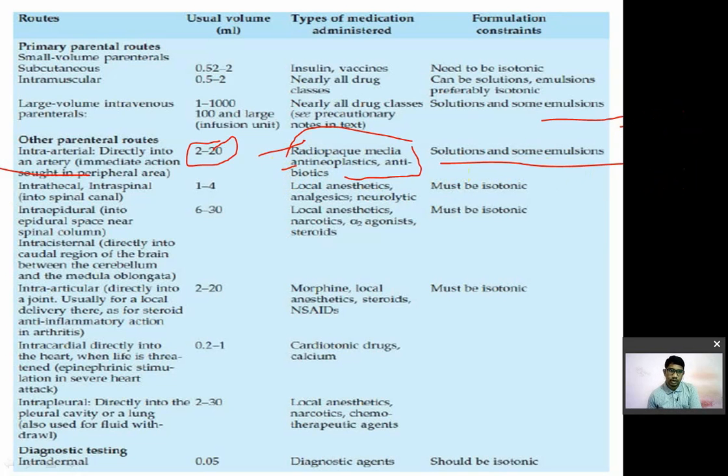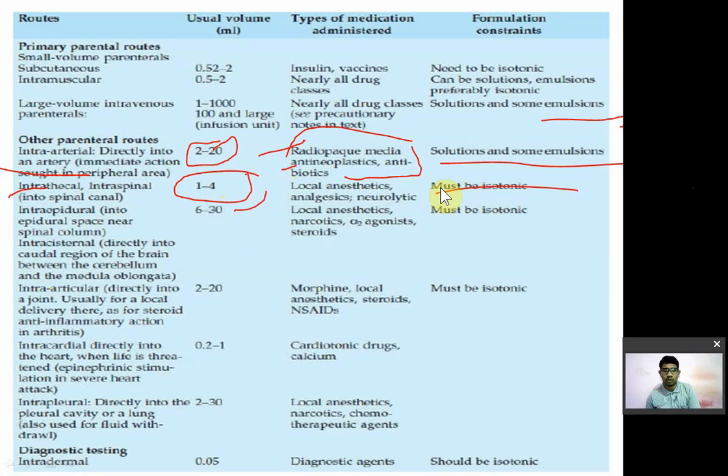Now next one is intrathecal. Okay, यहाँ पे दिख रहा है. Are you able to see the screen properly? Now intrathecal or intraspinal, that means you have to inject a solution inside the spinal cord, into the subarachnoid space of the spinal cord. The maximum volume that can be injected is 1 to 4 ml. Mostly local anesthetic drugs, analgesic drugs, neurolytic drugs are injected, and they must be isotonic with the CSF, the body fluid.